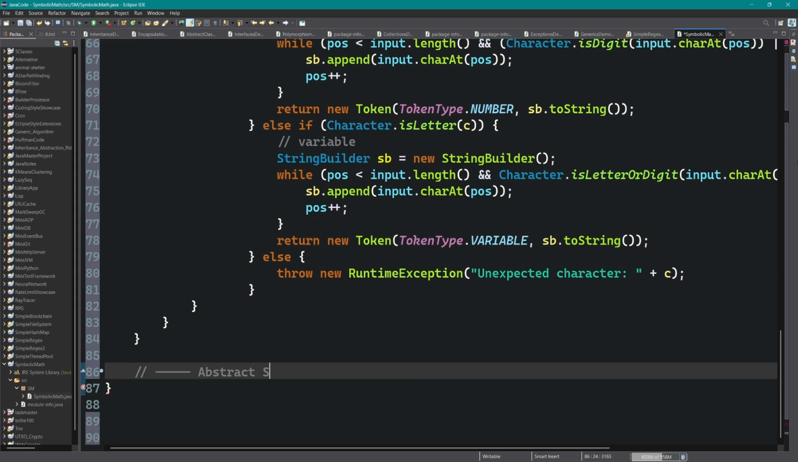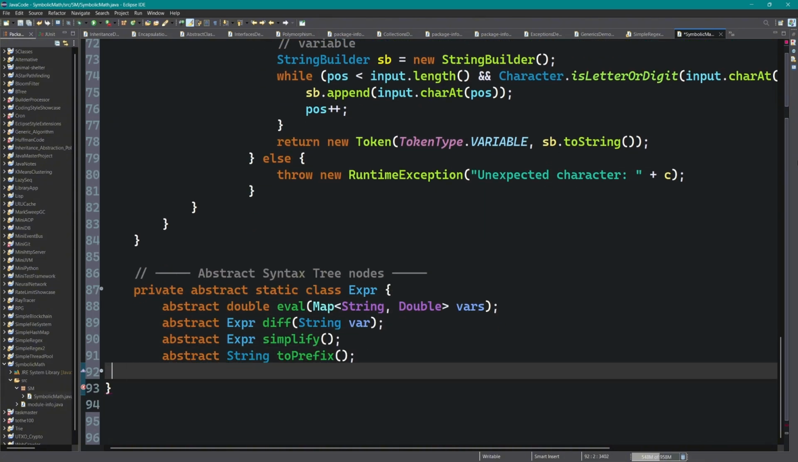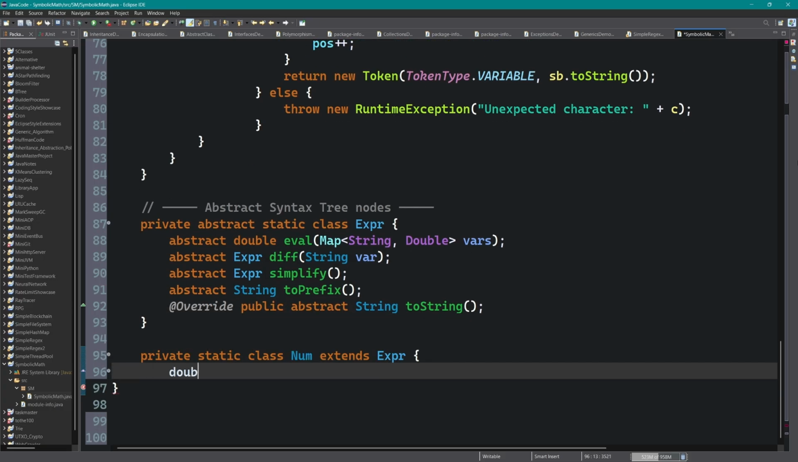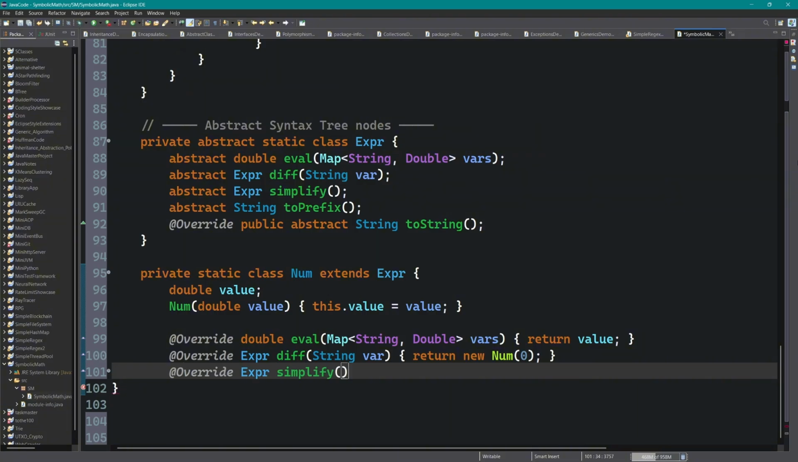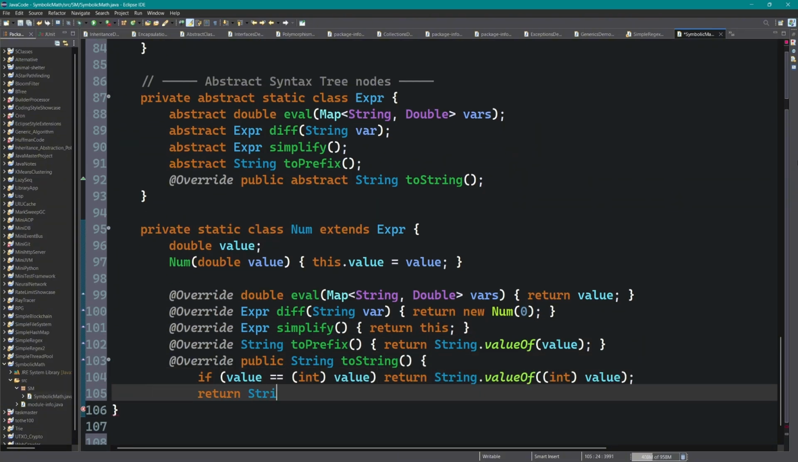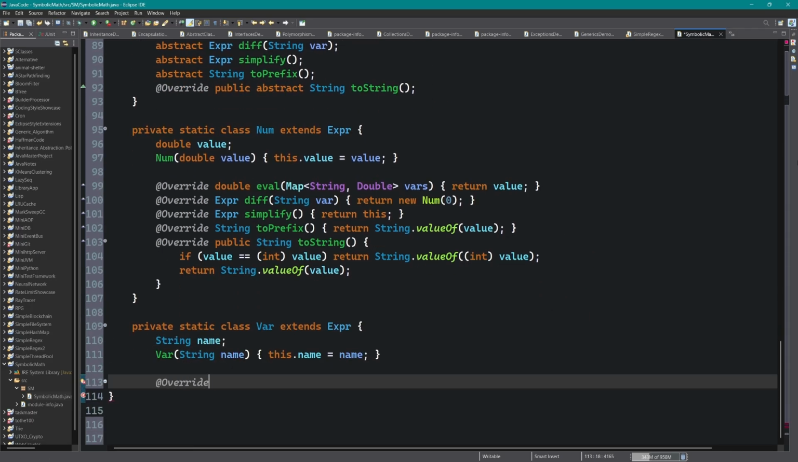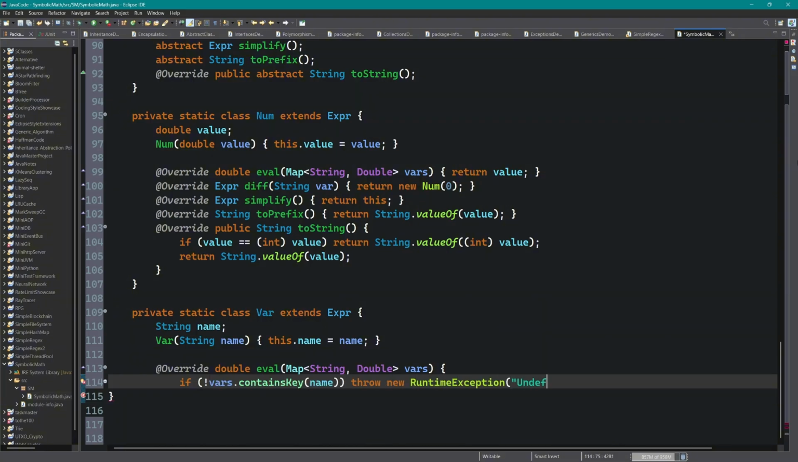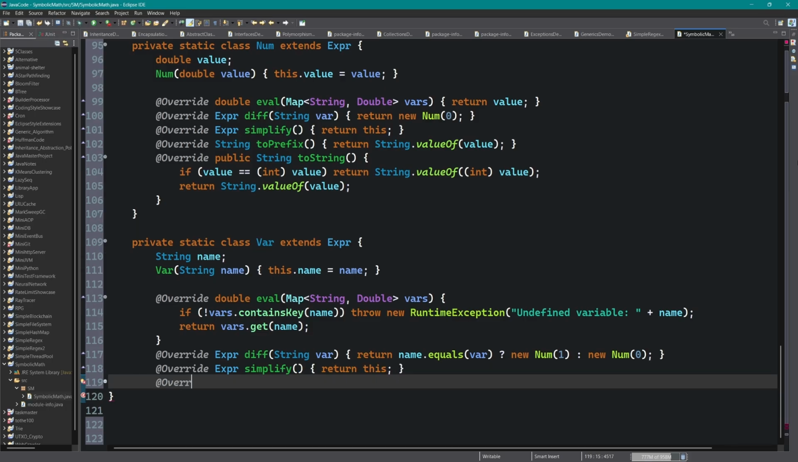We design an abstract Expr class that every mathematical node will extend. It declares methods for evaluation, taking a map of variable values, differentiation with respect to a variable, simplification, returning a new reduced expression, and a prefix notation for debugging. Each concrete subclass will implement these according to its role. This polymorphic design lets us treat complex nested expressions uniformly, just like a real computer algebra system.